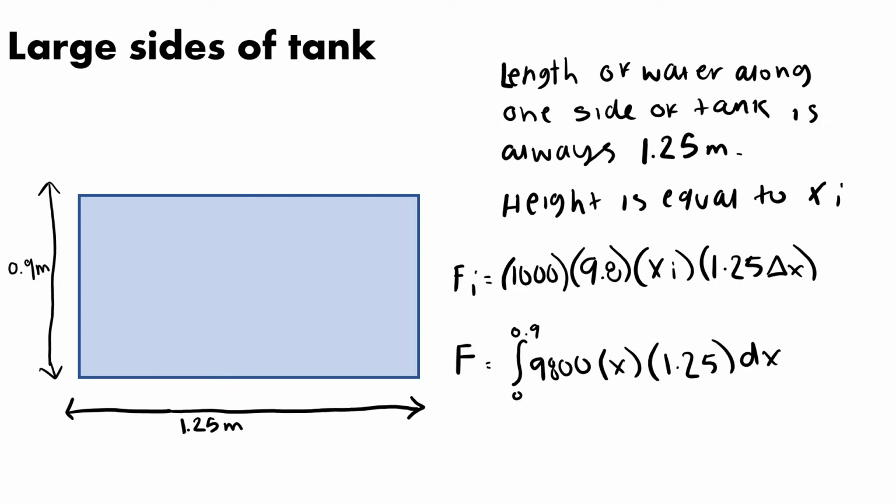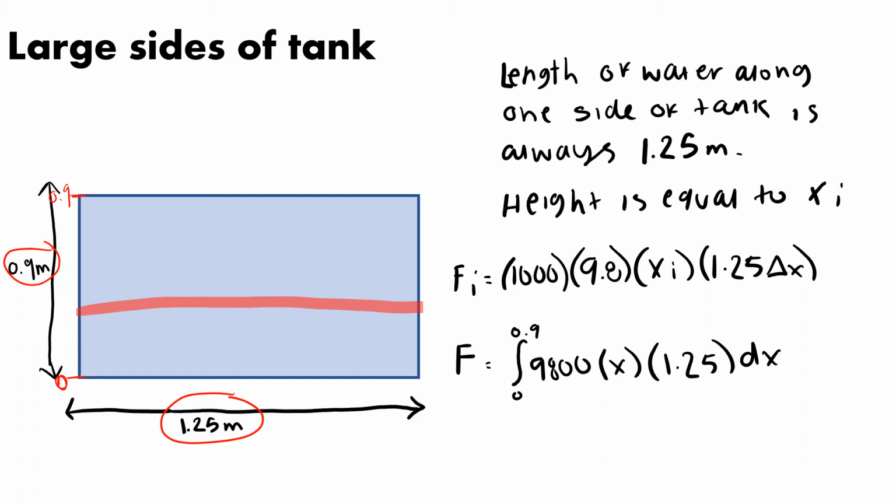Now we're going to find the force of water on the large sides of the tank. The dimensions are 1.25 meters by 0.9 meters. And as the tank fills up with water, the depth is going to start at 0 meters and end at 0.9 meters. Since we can't find the depth of the water for the entire side of the tank, since it's always changing, we can use a representative slice of water instead. So here's our slice.